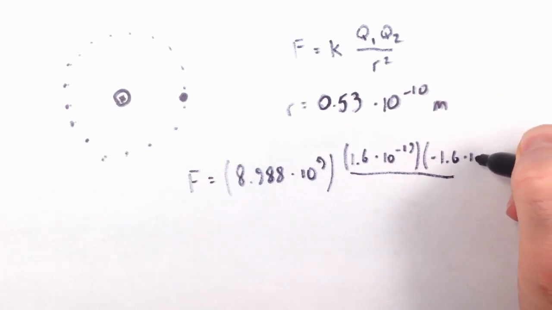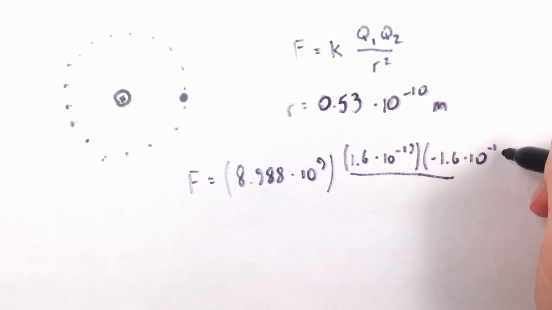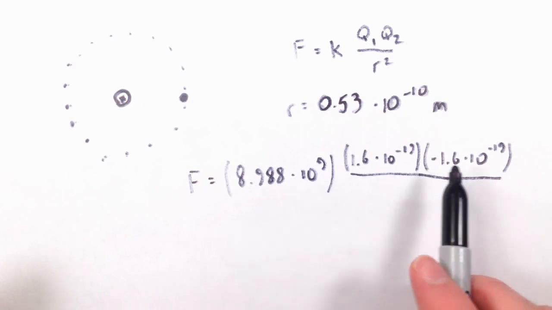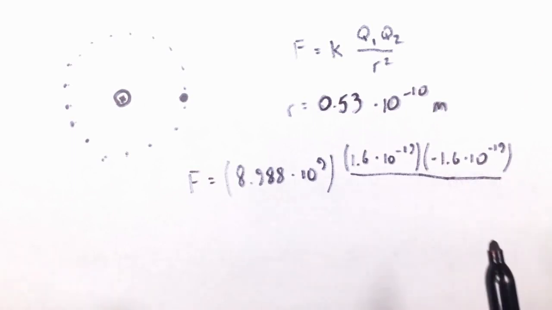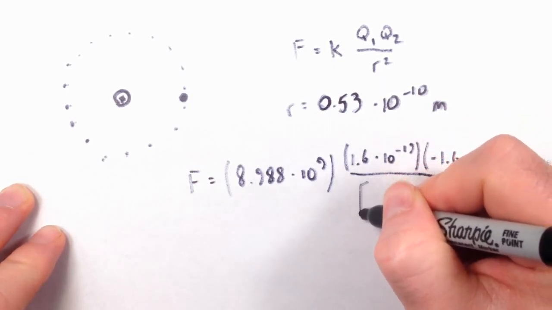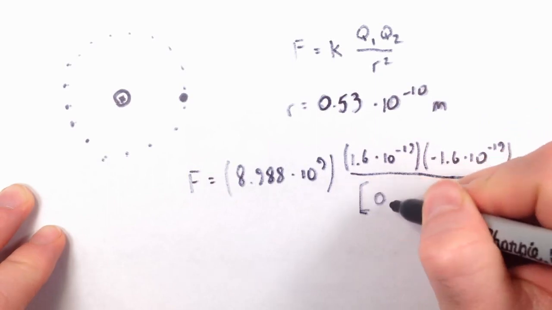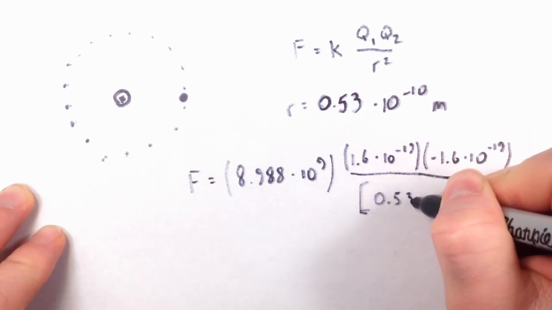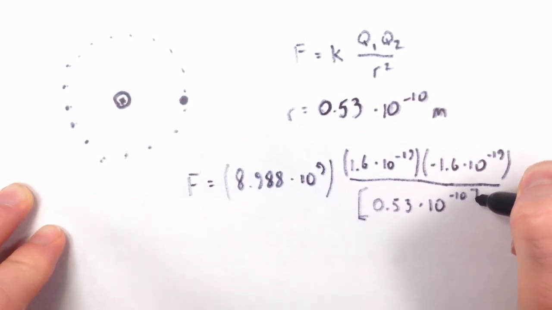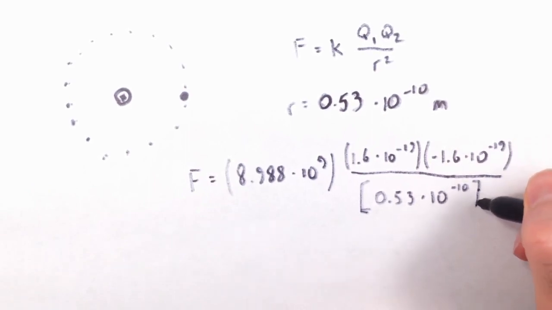Say, what is a positive times a negative, class? It's a negative. So what do you think a negative force is? It would be an attraction instead of a repulsion. Okay, and so we got K, Q1, Q2. Now we just need R squared. So that would be the square of 0.53 times 10 to the negative 10th. I don't know why I changed from parentheses to brackets, but there you go.